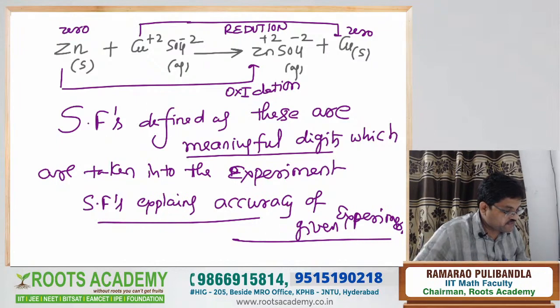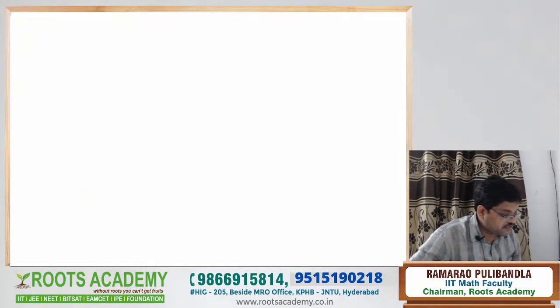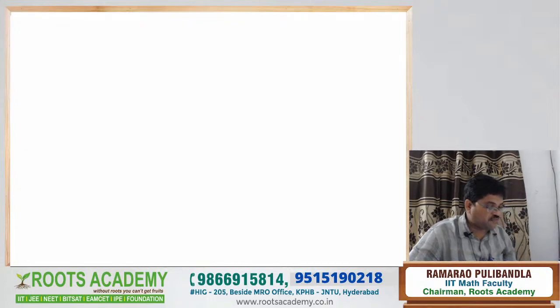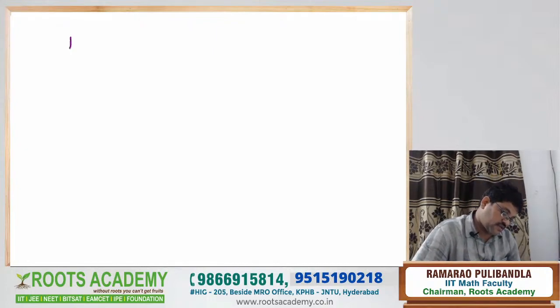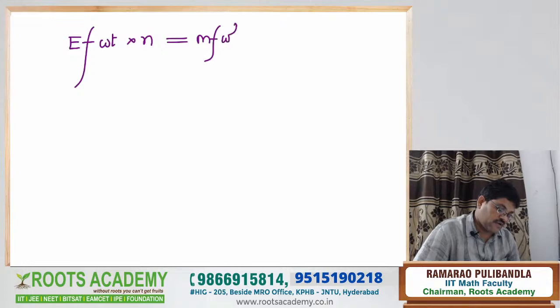And see the next one. The empirical formula of the compound is given. Its molecular weight is 90. What is the molecular formula? Now see, the empirical formula of the compound is CH2O. Its molecular weight is 90. What is the molecular formula? Simple logic, Nana. Empirical formula weight into N is equal to molecular formula weight.